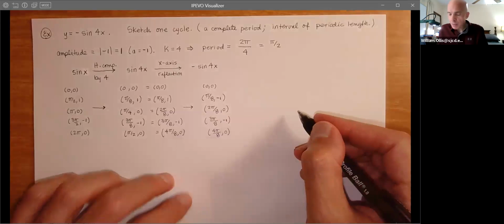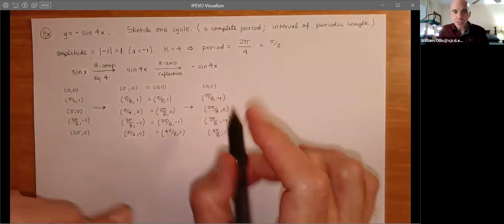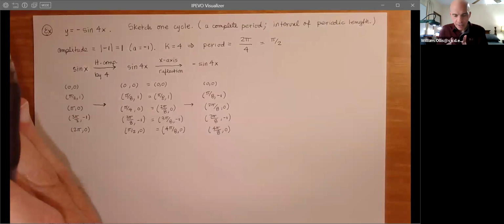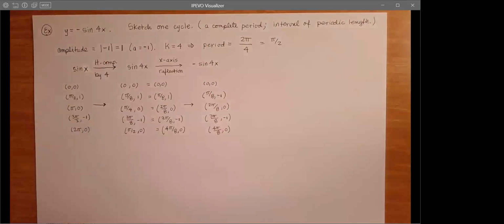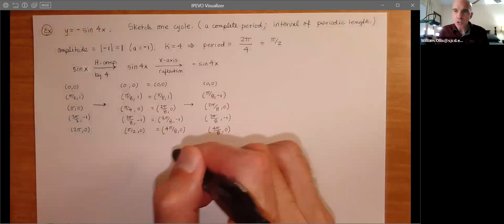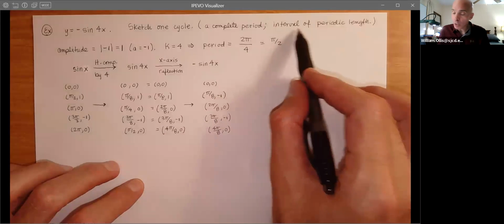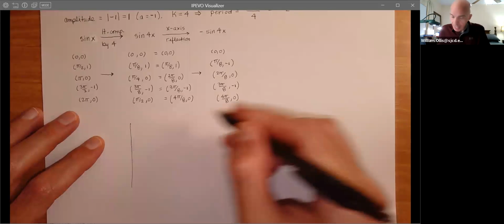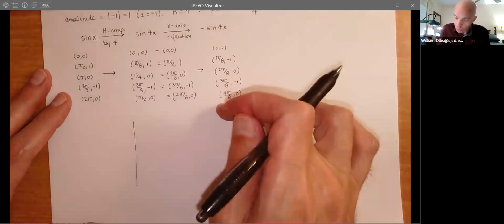Now, of course, when you think about this, when you've got a more complicated graph, this is indispensable. You're thinking, oh, okay, well, I'm compressing the graph and I'm doing an x-axis reflection. So you could probably guesstimate things. But I don't really want you to do that, because if you're actually going to do this correctly, you need to identify one complete period, so to speak. You want to identify an interval of periodic length. And so now when you draw this, here are the new points right here, just like we've done before. And the length of the curve or the interval, of course, is pi over 2.